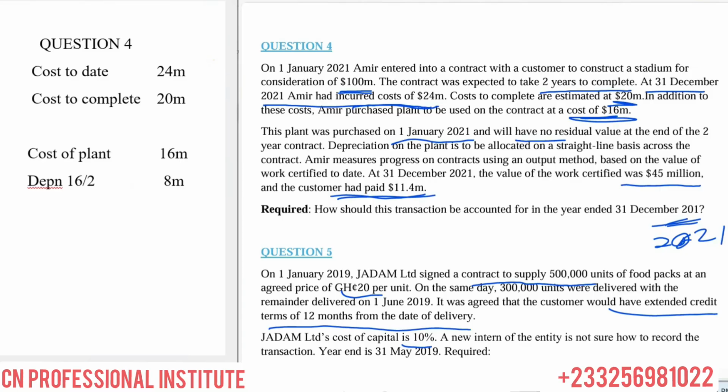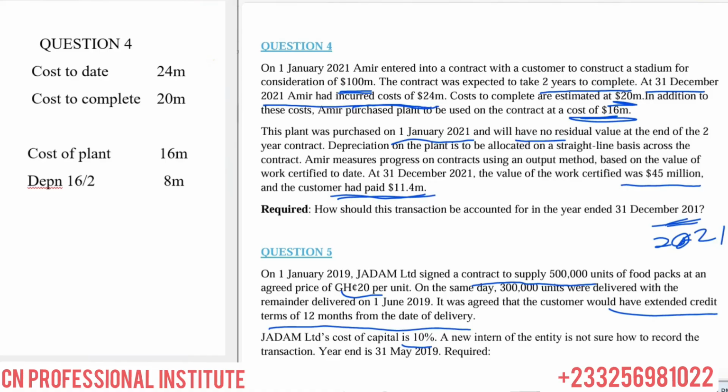That depreciation of 8 million should be added to what? Cost to date. Are you following? Because we purchased it on 1st January 2021, and we are now at 31st December 2021. So the depreciation for the 1 year from January 2021 to December 2021 will be added to cost to what date? Because it was incurred. We used the plant from January to December, so we have to add a depreciation for that 1 year.